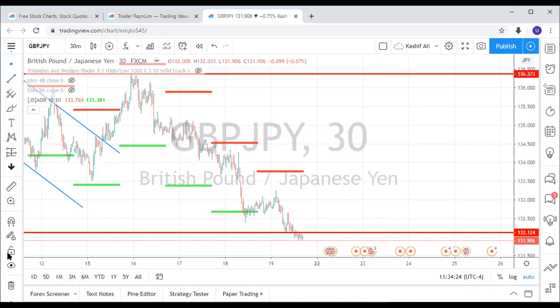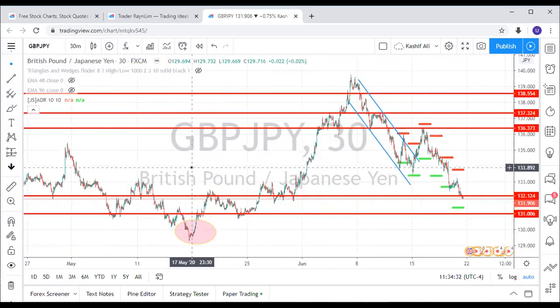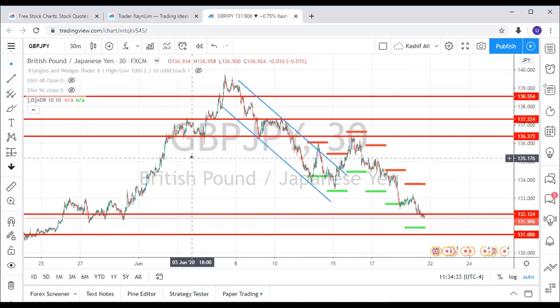Okay, so I'm going to start for today. GBP, JPY, for example. Whenever you start any chart, make sure you have the key levels lined up, all of them.